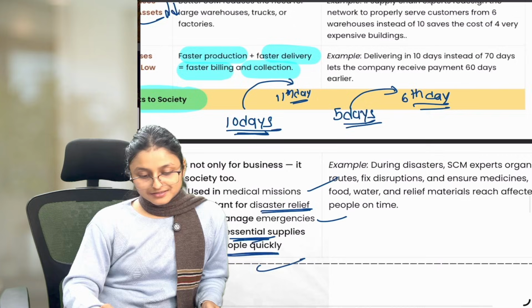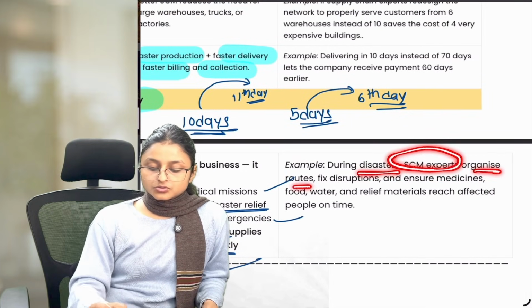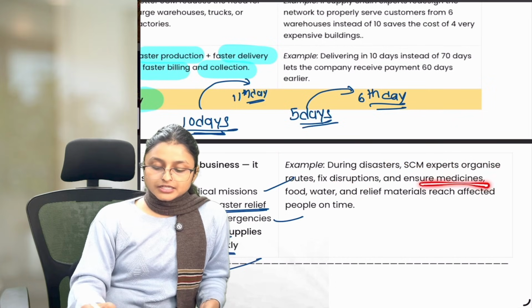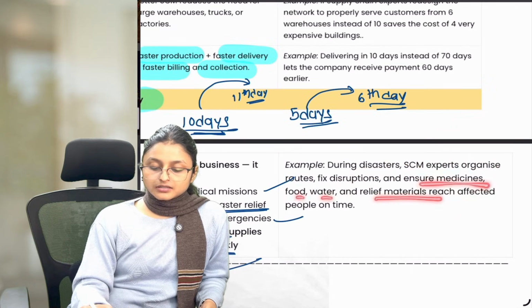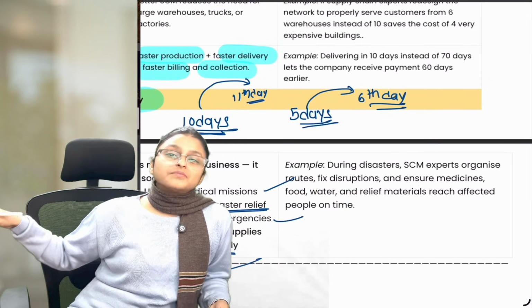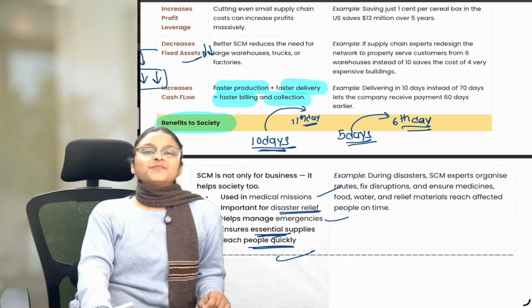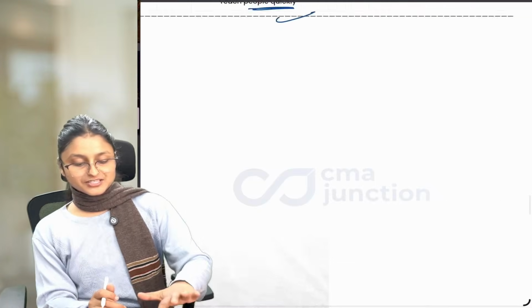So, we can see the example. During disaster, SCM experts organize routes, fix disruptions, and ensure medicine, food and water and relief material reach affected people on time, as we have taken the example of flood. Done. So it helps society also, and this was the importance of supply chain management.